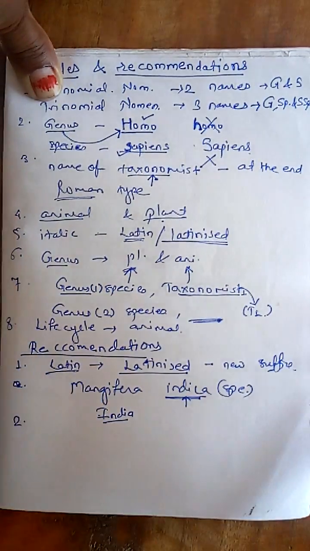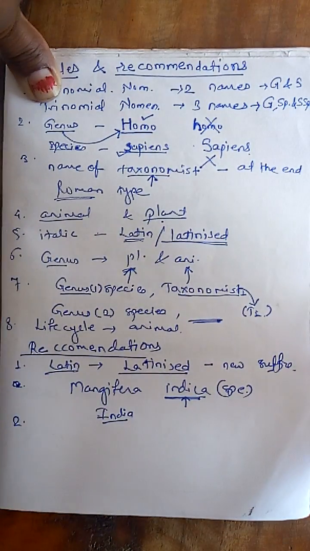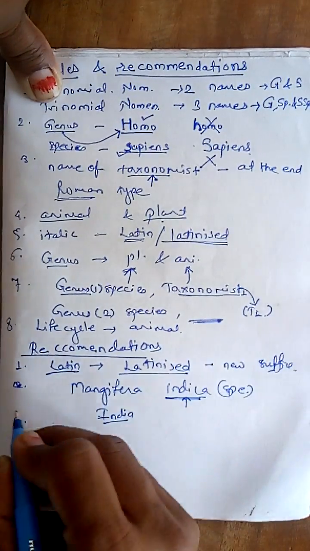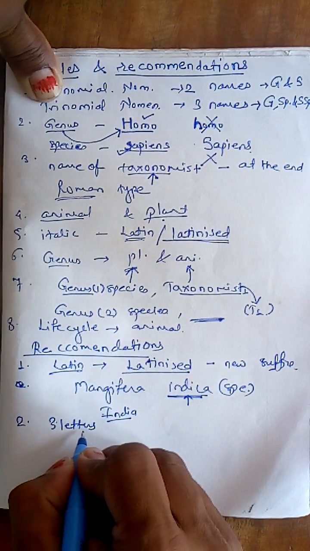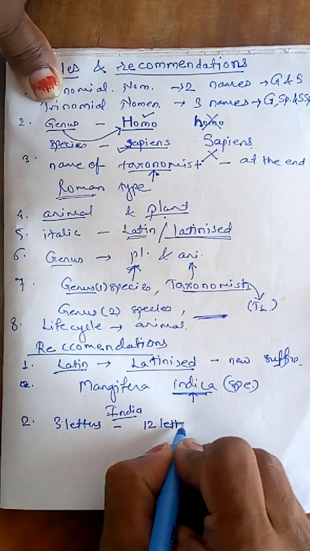Then the second recommendation is, in a new name, there should not be fewer than 3 and more than 12 letters. Less than 3 letters and more than 12 letters. Avoid such a type of name.